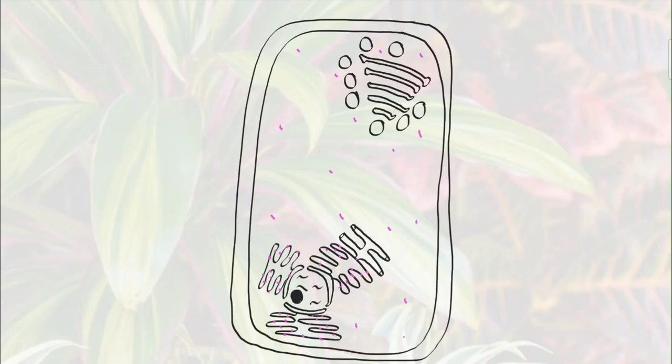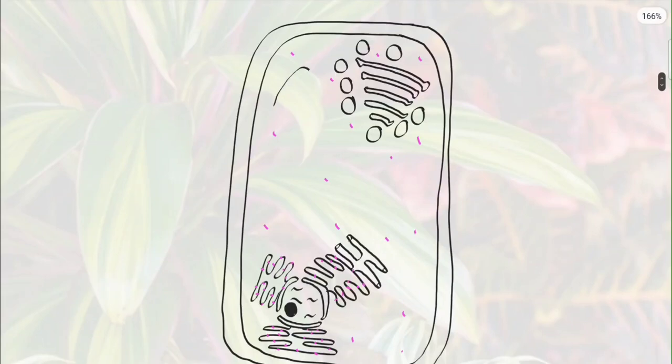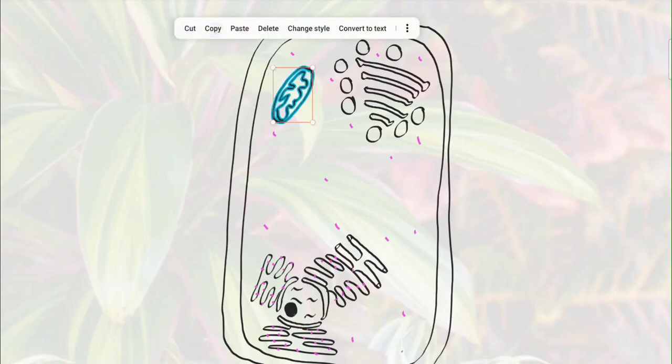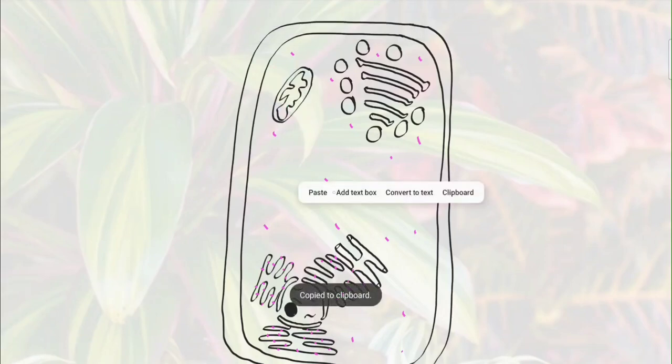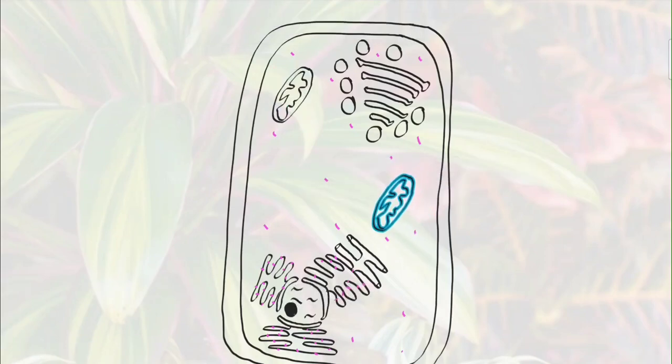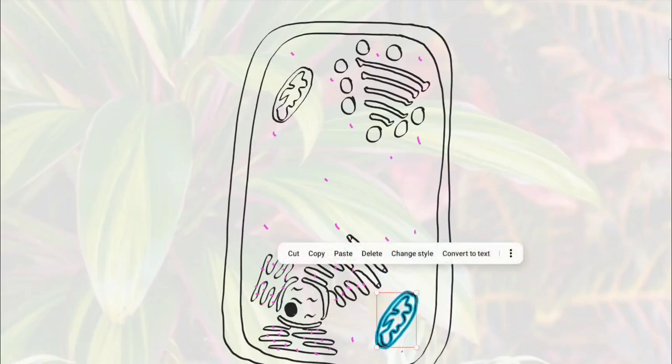What else do we have to draw? Of course, we cannot forget the chloroplasts and the mitochondria. Let us start with the mitochondria here. Okay, so this is a mitochondrion. We of course don't have only one in one cell, so here we go, another mitochondrion right here.